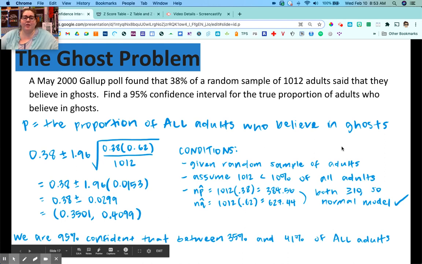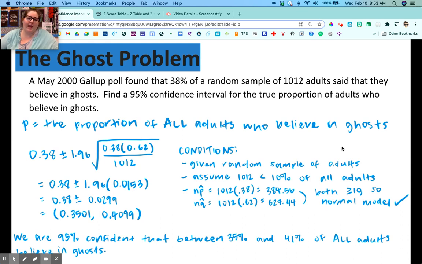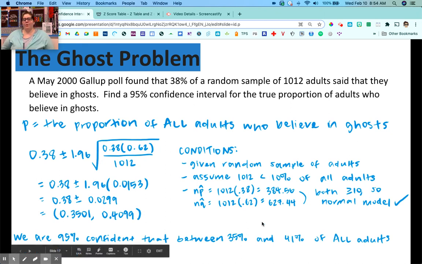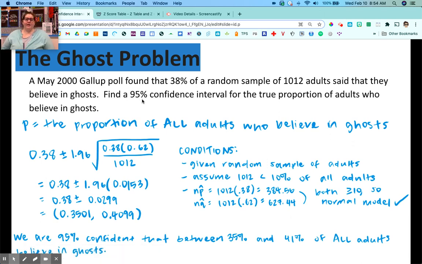If we were asked as an extra, like a part B, to interpret the confidence level, that's where we would say, if I did this many, many times, if I took many samples of the same size in the same way, about 95% of the confidence intervals that I calculate from all of those samples would include the true proportion of adults who believe in ghosts. Okay, so notice when I'm interpreting the level that I don't actually mention any one specific interval. That's not the point of that interpretation. The point of that interpretation is to explain what it means to be 95% confident. Okay, so that is our example.